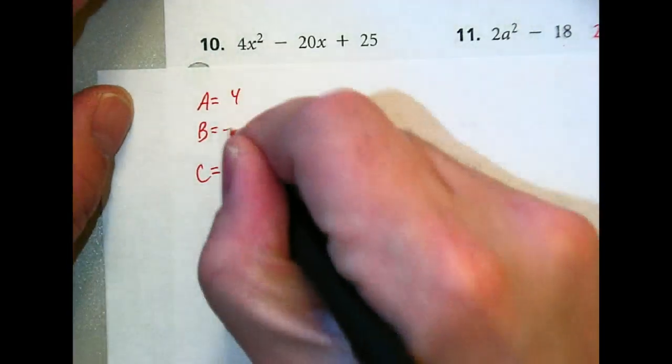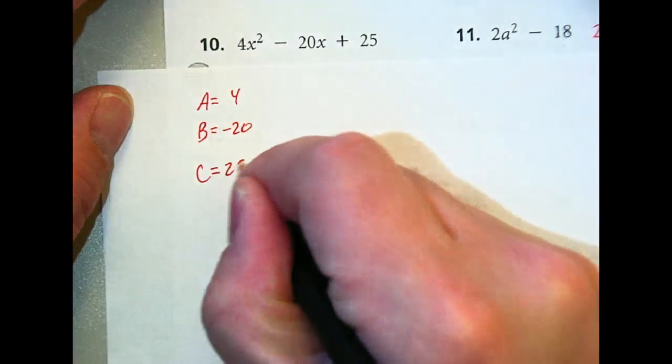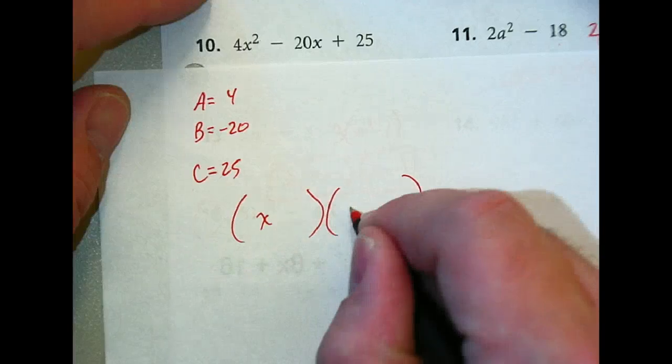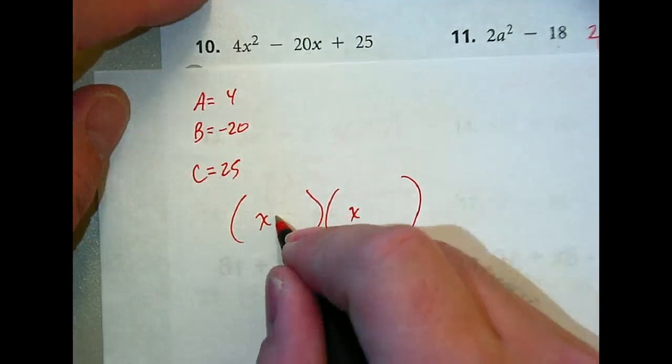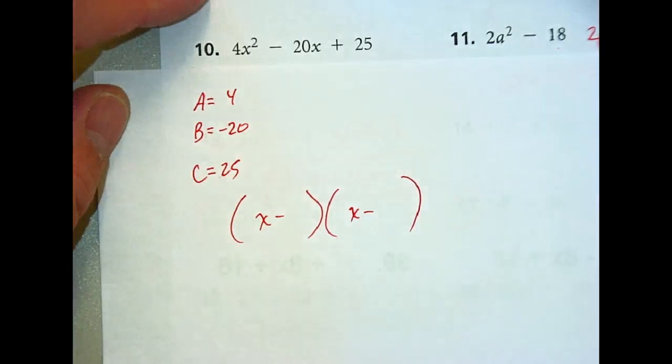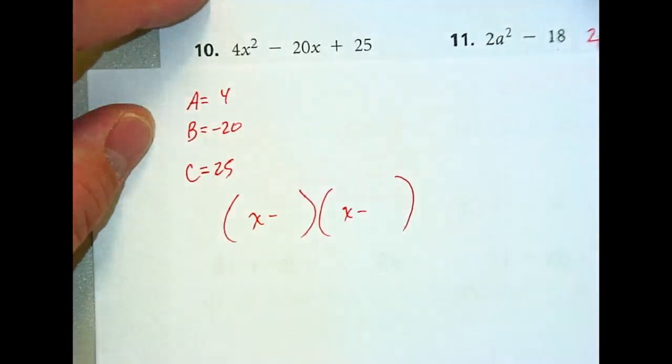Okay, 4, negative 20, and 25. Does anyone want to take a guess right now what's going to be in here? We know it's minus, minus. Anyone want to take a guess what's right here? Yeah. 10? Why do you say 10?